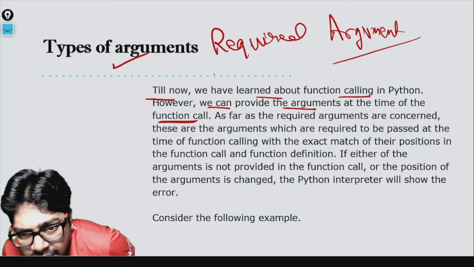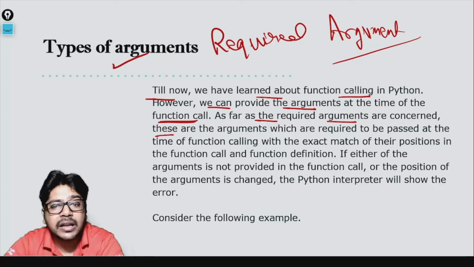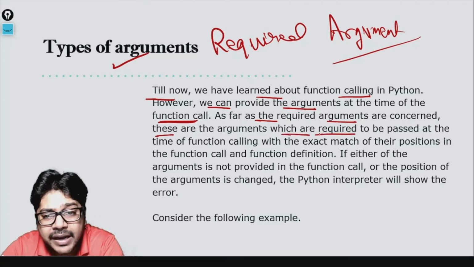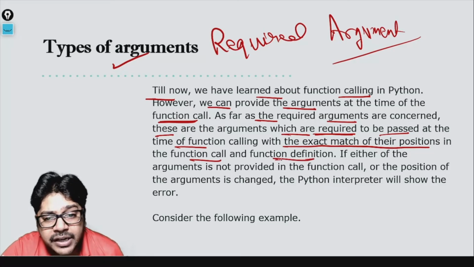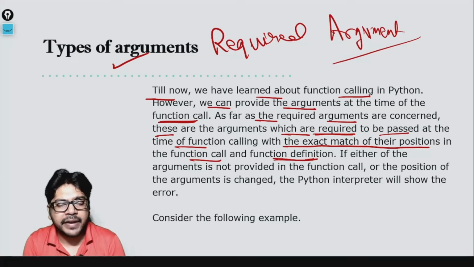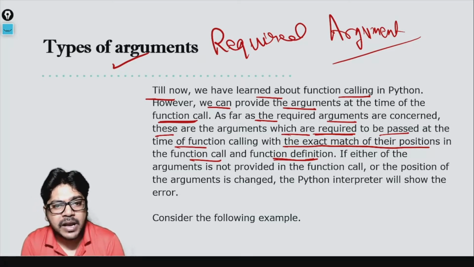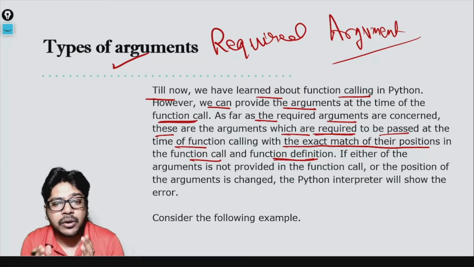That also we have seen, that we can provide the argument at the time of function call. So as far as the required arguments are concerned, these are the arguments which are required, which are mandatory, which are essential to be passed at the time of function calling, with the exact match of their position in the function call and the function definition. The way you have defined the parameters in the function, the number of parameters and the order in which you have defined them, you must pass in the same order and the same number of parameters. If you change the order or the number, you are going to get an error.